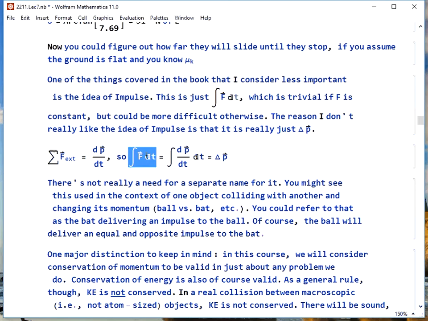If we do the integral of F dt, we get dp/dt dt. We integrate that, we get delta p, just the change in momentum. It doesn't really need a different name. This is commonly used when you start talking about the collision of, say, a ball with a bat or a golf club, something like that. You look at the force profile as a function of time, and that can be a complicated mess. And when you do the integral, you get the change of momentum.